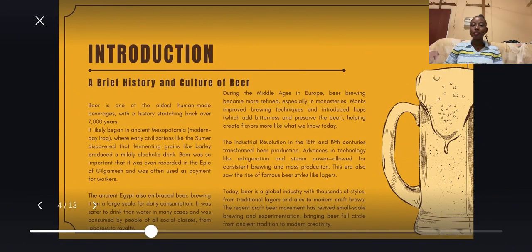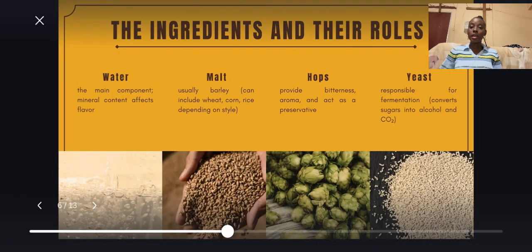Let's get into the ingredients on how to make a beer. Water, malt, hops and yeast are the 4 ingredients needed when brewing beer. Water is the main component; its mineral content affects the flavor. We also have malt. It usually is barley, but can include wheat, corn, or rice, depending on the style of beer. We also have the hops, which provide the bitterness and the aroma, and act as a preservative. And the yeast is responsible for the fermentation, converting sugars into alcohol and CO2.